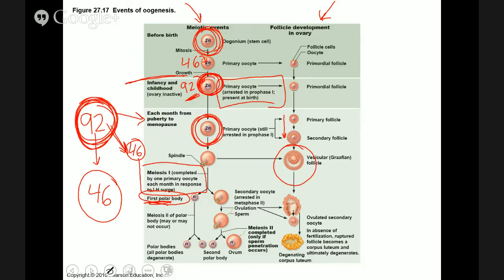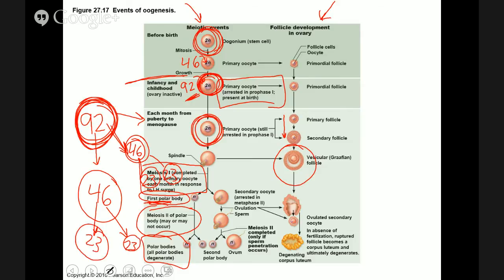All right? Now, that polar body here might divide into 23 and 23, but that doesn't matter because the polar bodies are just going to degenerate and be reabsorbed by the body. But you've got this 46 now, and so now we need to eliminate a second polar body of 23, so we're left with a nice big cell of 23 chromosomes.